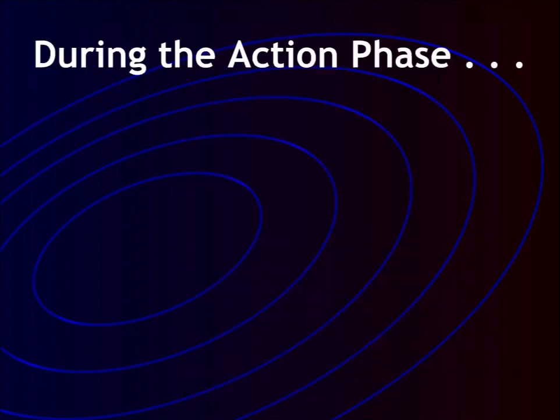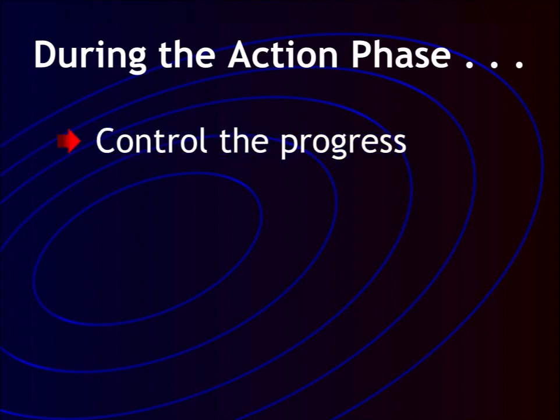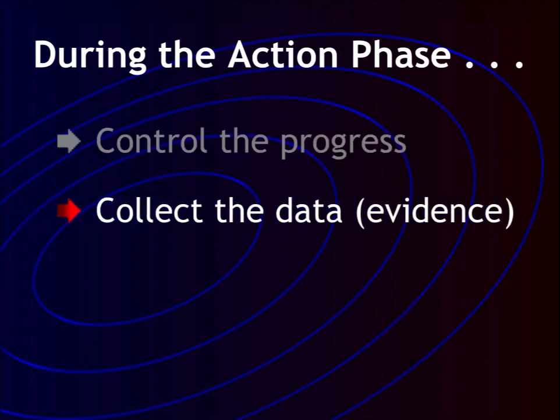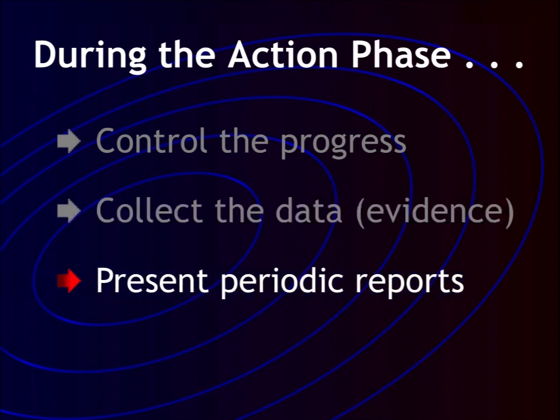There are 3 things you want to make sure you do during the action phase. First, control the progress. By that I mean keep track of progress. Are you seeing improvements or are things getting worse? Second, collect data. If your problem involves a health issue, you may want to track things like mood level, blood pressure, heart rate, and things like that. Third, create periodic reports, even if it means reporting to yourself.